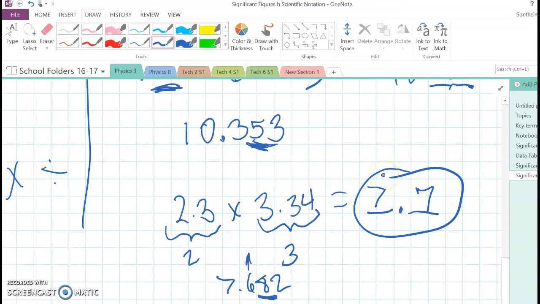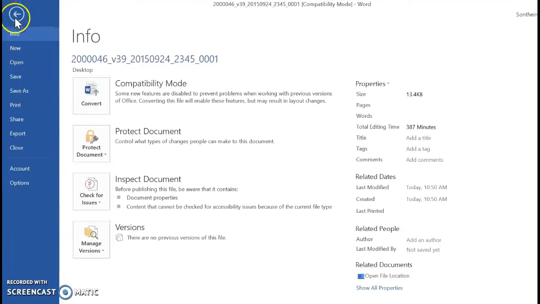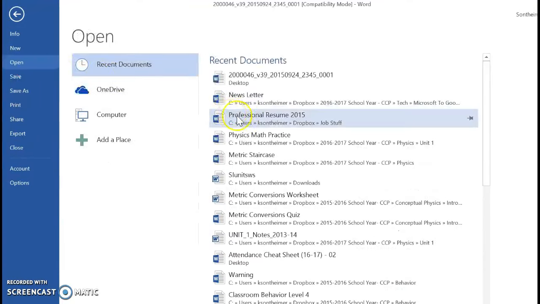Alright, let's pull up that worksheet and let's try a couple of them. Give me a minute. Let me find the Word document. Nope. Not helpful for you.